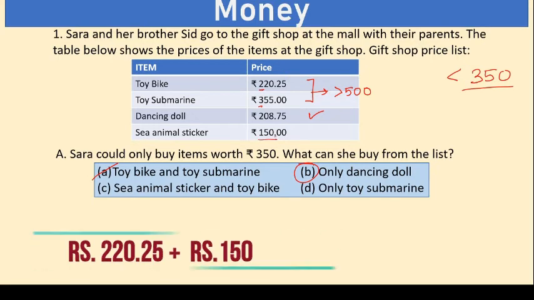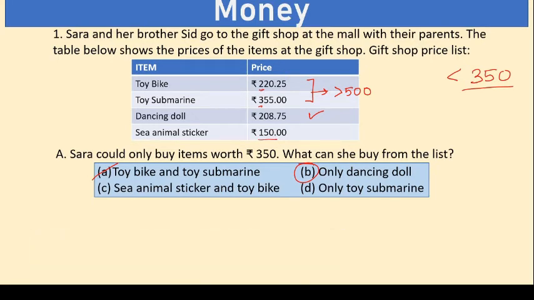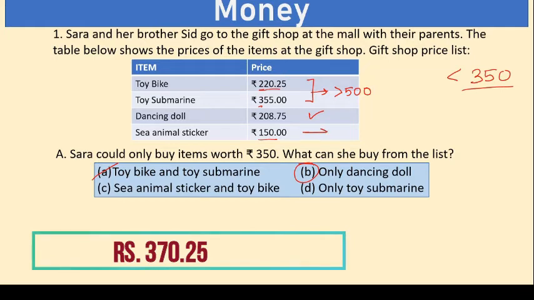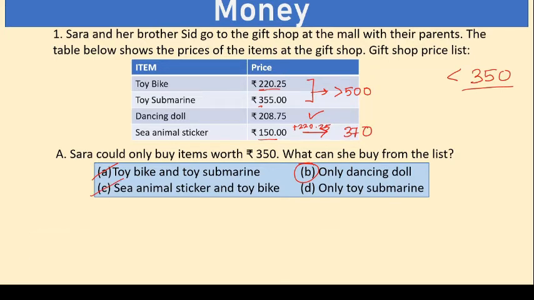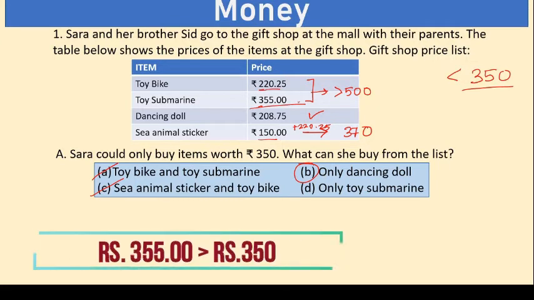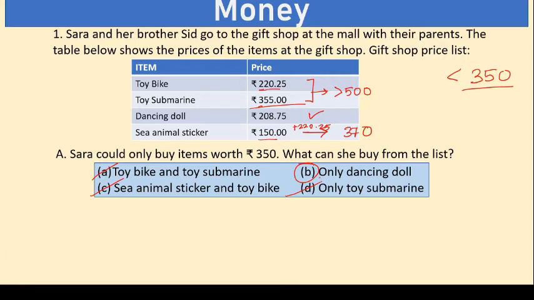The other option, Sea Animal sticker and toy bike, is 370, which is greater than 350. Finally, only toy submarine is also out of the question because it is 355, which is greater than 350. We found our answer in option B.